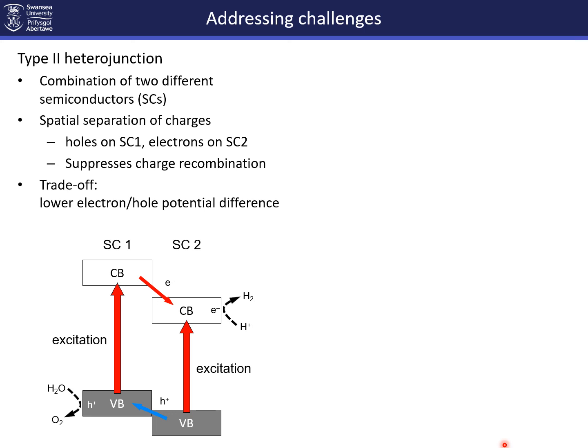So you get a higher efficiency, but because this conduction band is lower than that, and this valence band is higher than that, the overall potential difference between those two bands is smaller than the energy used to excite the semiconductors, so you are losing some energy, very similar to what happens in natural photosynthesis.